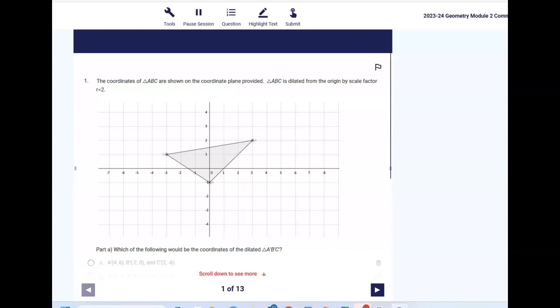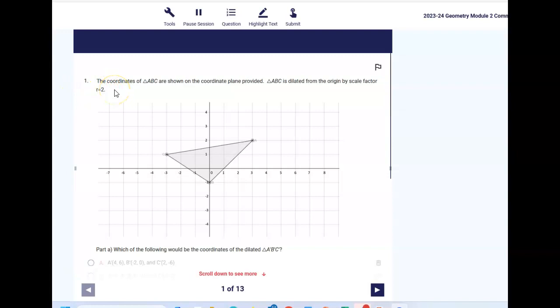Welcome. This is the read aloud for the Geometry Module 2 Common Assessment. Please pause the recording in between questions if you need some more time, and of course, if you have any questions, let me know. Question number 1.